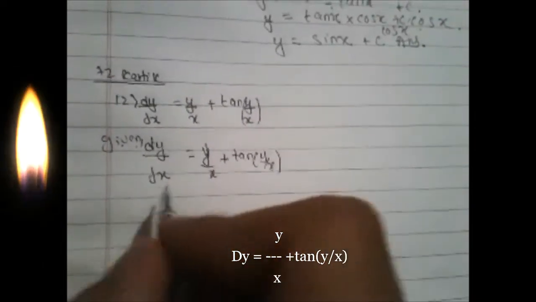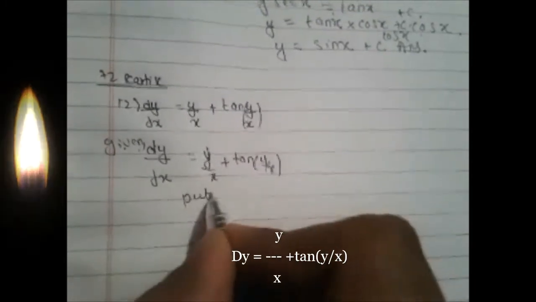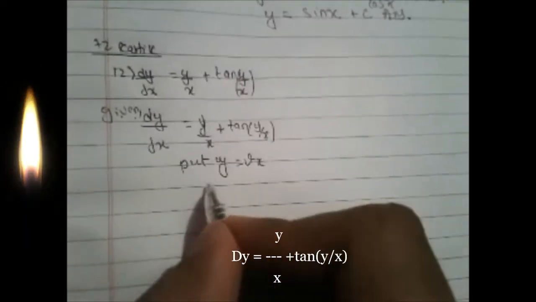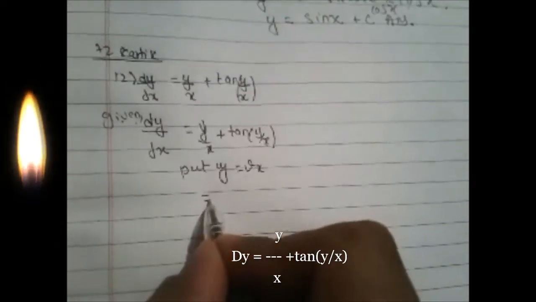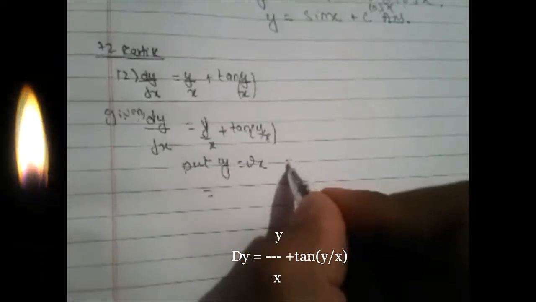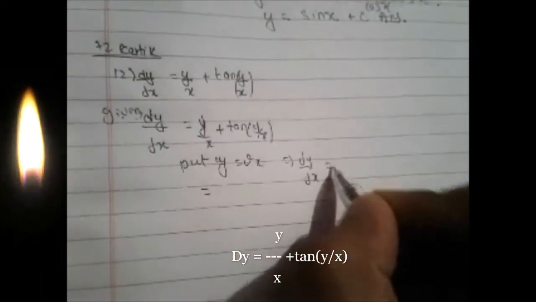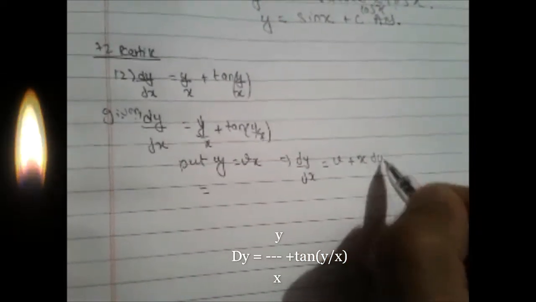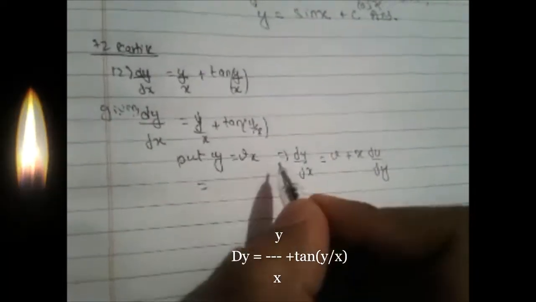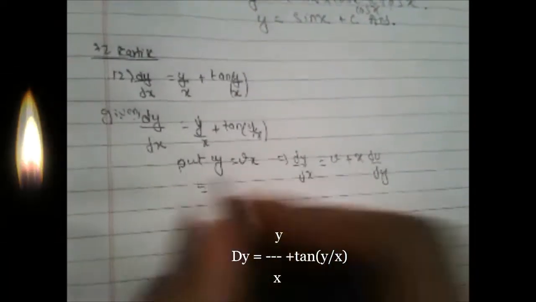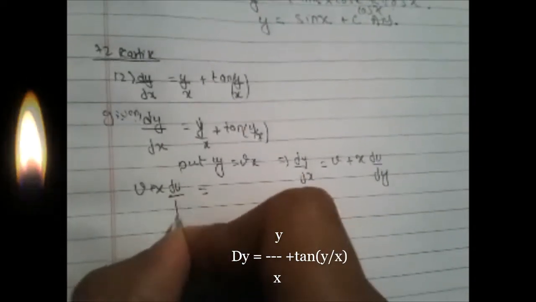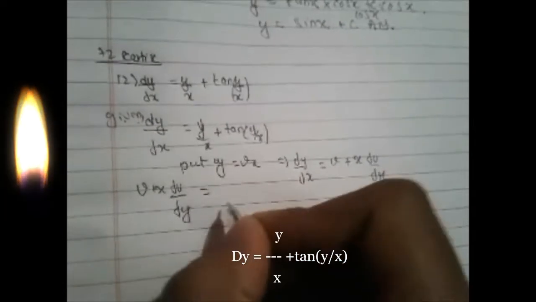This is of same order, so we put y is equal to vx. Y is equal to vx, so dy by dx is equal to v plus x dv by dx. Or dy by dx, we can put v plus x dv by dx.